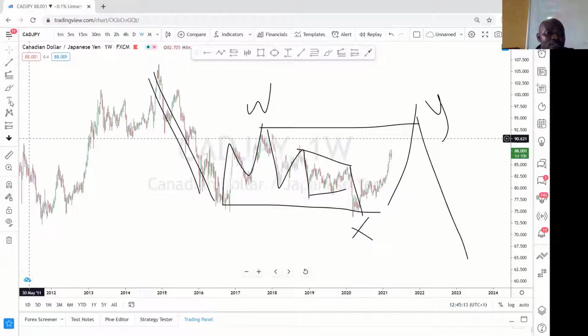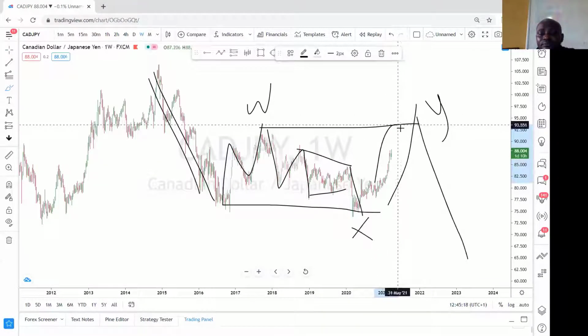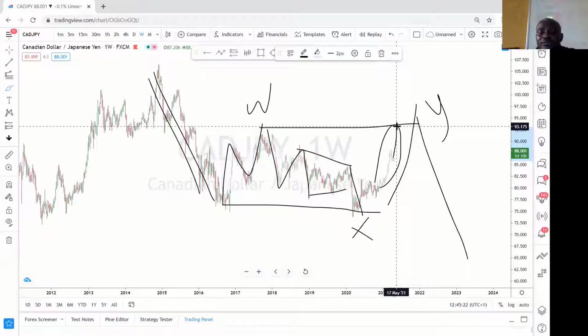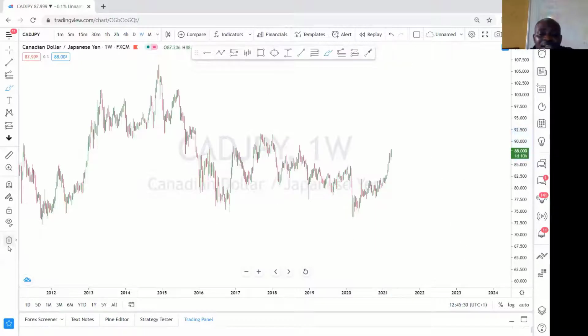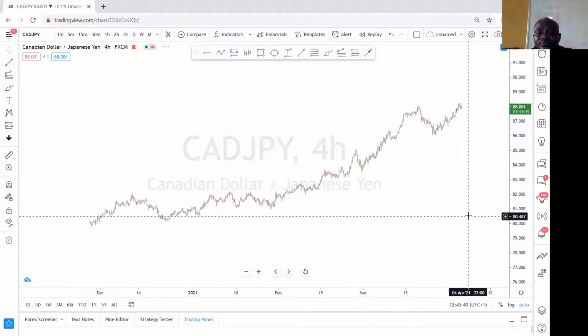But then, where are we focusing right now? See where we are focusing right now. We want to complete this structure here to this level. We want to go to 93. We're at 88. That's about 500 pips to the upside. That's what we are focusing on. Excuse me. So now let's go to H4 and see what's happening. You see?